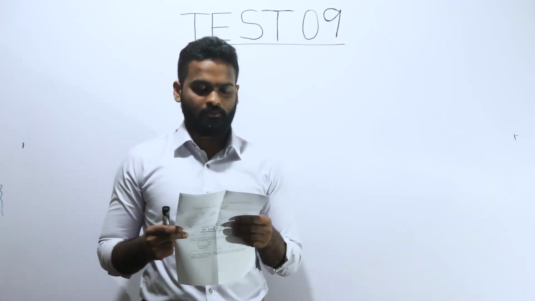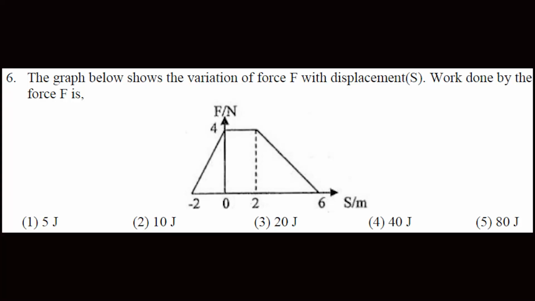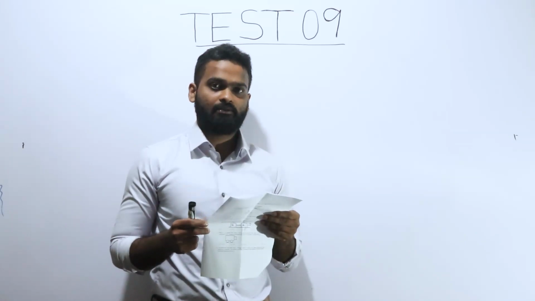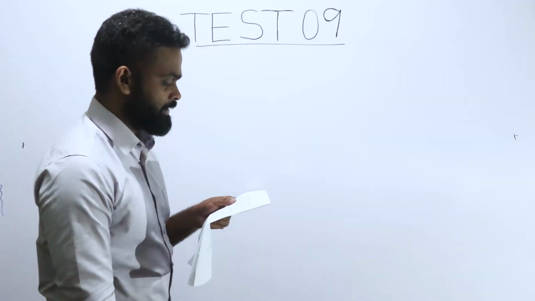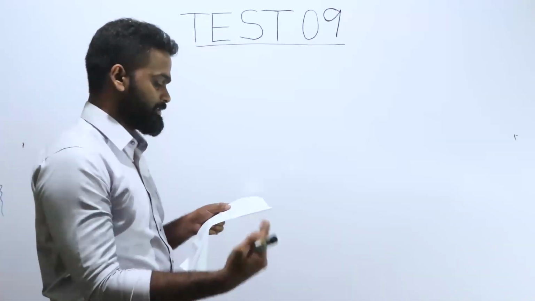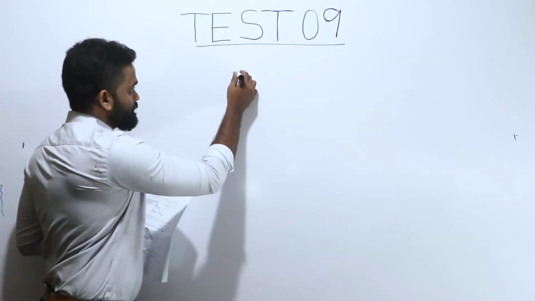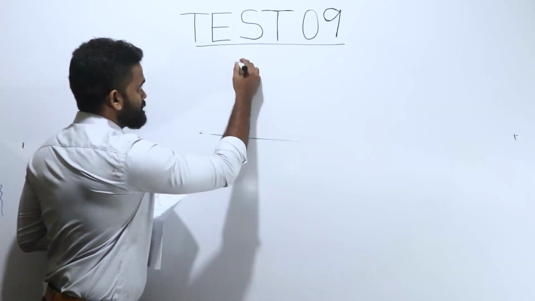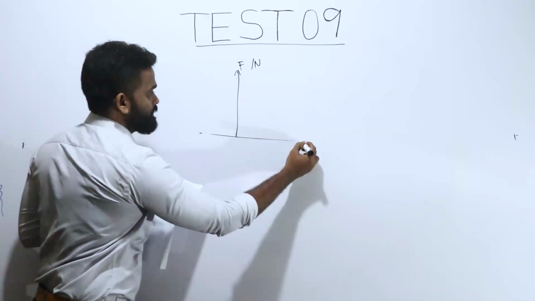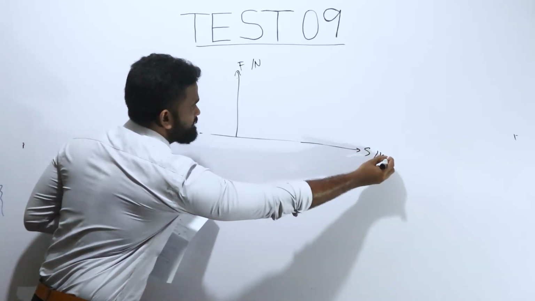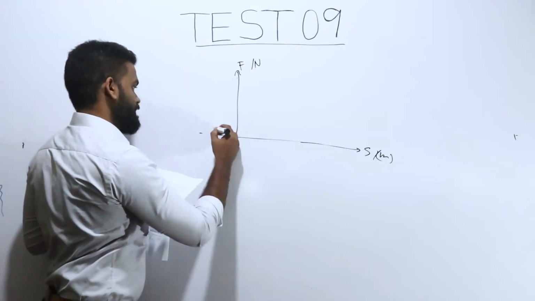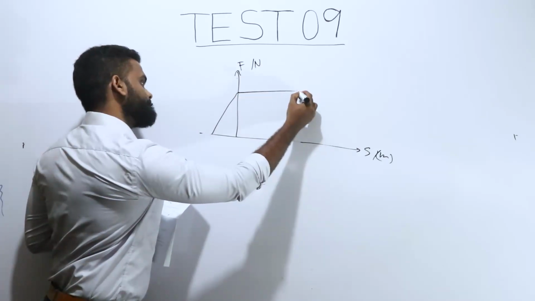Sixth question, it is from work. The graph below shows the variation of force capital F with displacement S. Work done by force F is. So they have given a graph to show the variation of the force that changes with the displacement. So this is the force in Newtons, the displacement S in meters. So the graph is like this.